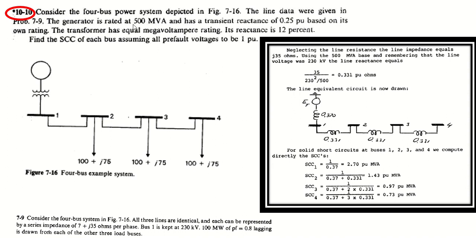The generator is rated 500 MVA and has a transient reactance of 0.25 per unit based on its own rating. The transformer has equal megavolt ampere ratings. Its reactance is 12%. Find the short circuit capacity of each bus, assuming all prefault voltages to be 1 per unit.